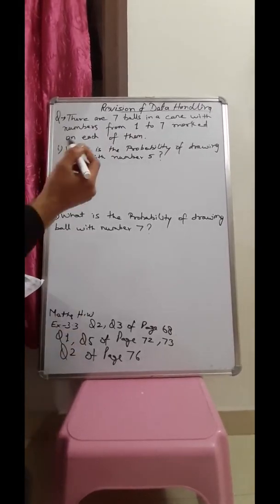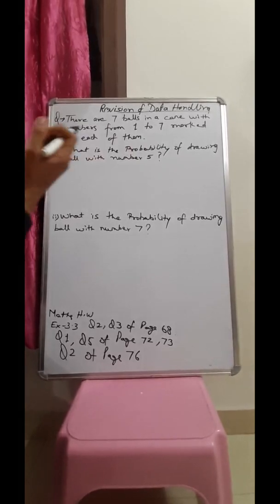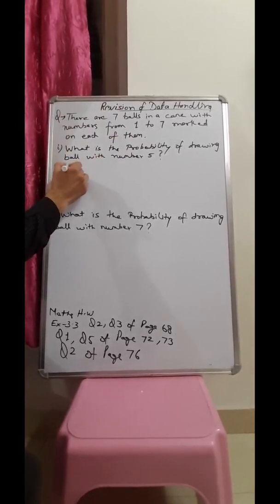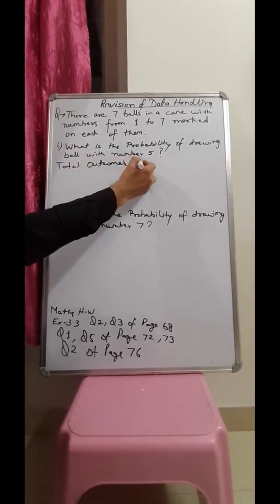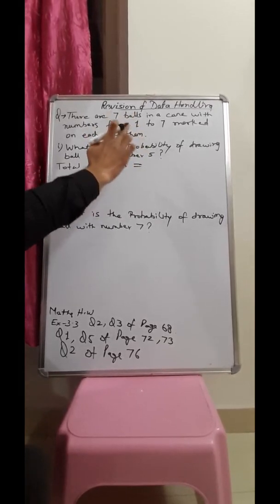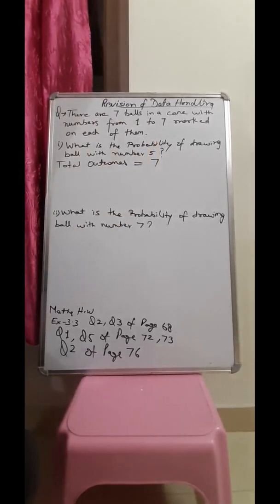To find a probability, first we have to know how many total outcomes there are. Here how many balls are there? 7, and all are marked 1 to 7, so total outcomes will be 7.